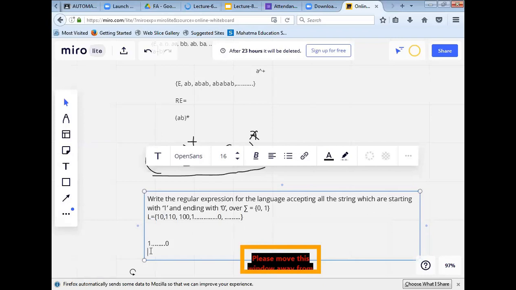So it starts with 1, ends with 0, and in between any combination of zeros and ones. Starts with 1, ends with 0, and in between you have any combination of zeros and ones. I hope this is clear, students. Is this example clear? Any doubt in this example? Okay, fine.